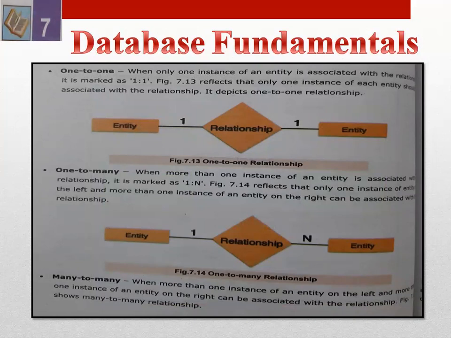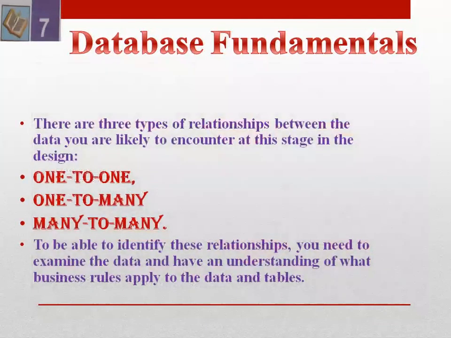Then the one to many relationship: when more than one instance of an entity is associated with the relationship, it is marked as 1 to N and represents the many. It reflects that only one instance of the entity on the left and more than one instance of an entity on the right can be associated with the relationship. Then many to many: when more than one instance of an entity on the left and more than one instance of an entity on the right can be associated with the relationship. Here on your screen, you can view the many to many relationship.